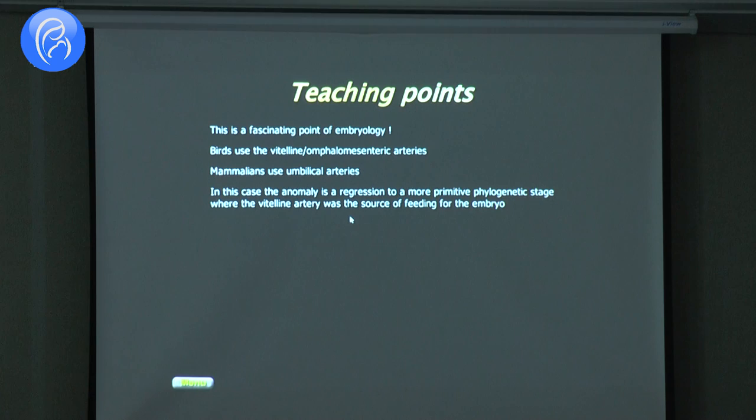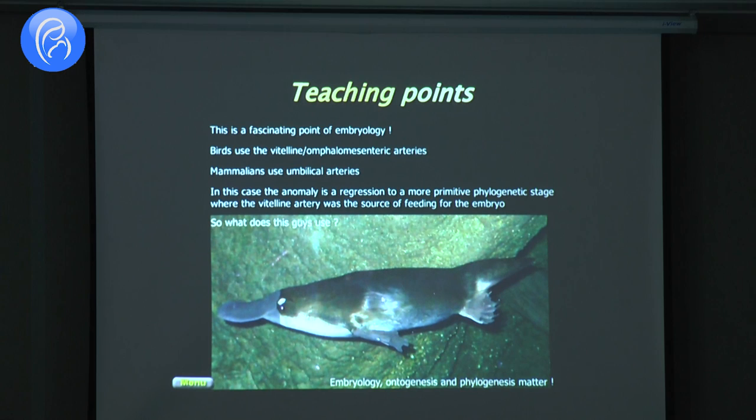And so what does this guy use? What is that? That's a platypus from Australia, and they have a beak and they lay eggs, but they're mammals. And so I tried to find what kind of vessel they had, but no one knew.